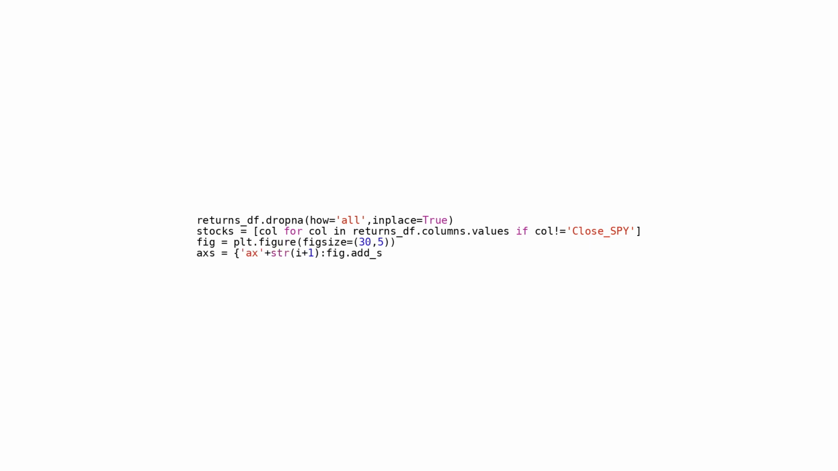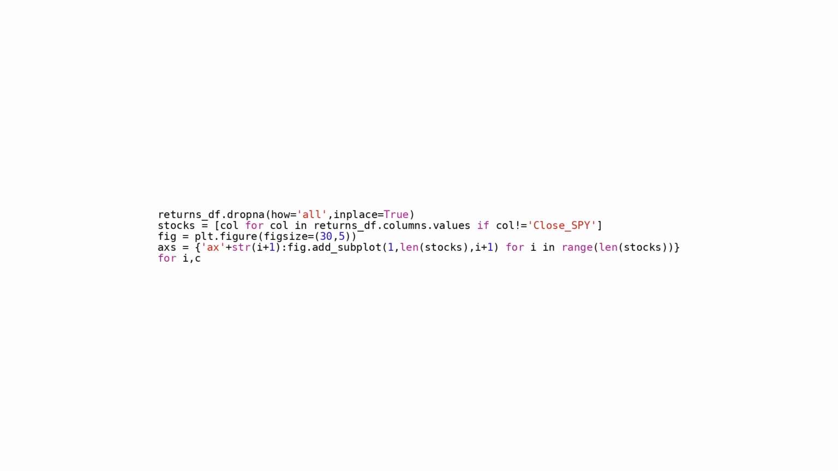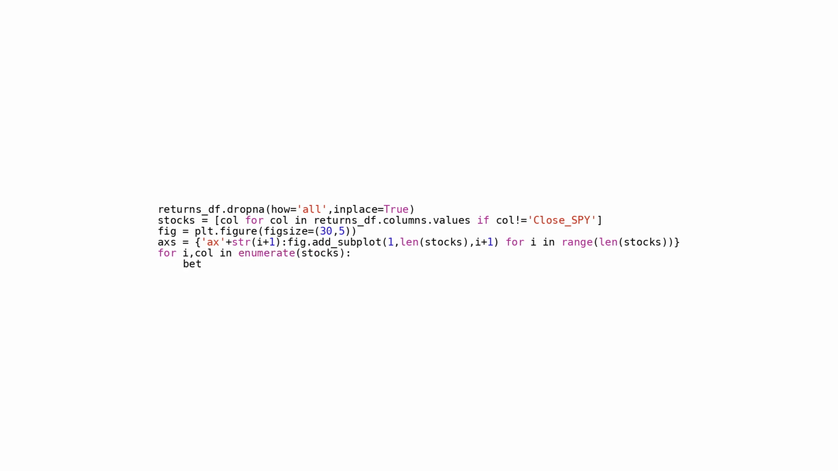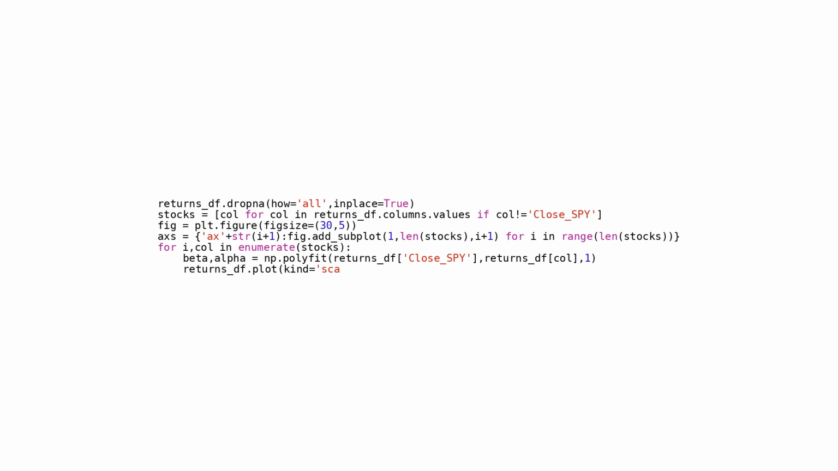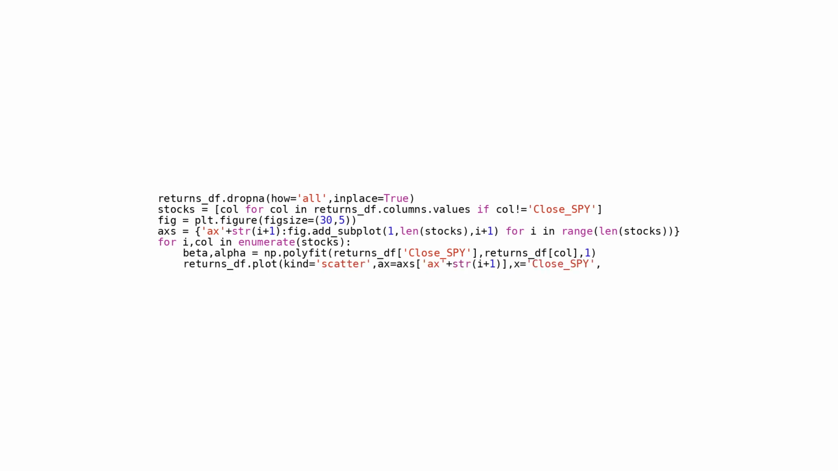This code examines how the closing price of a stock market index, specifically the S&P 500 denoted as close_SPY, is related to the closing prices of other stocks. To begin with, any rows in a data frame returns_df that contain only missing values are eliminated. The code identifies the list of stocks in the data frame except for close_SPY. A figure object is created for plotting with separate subplots made for each stock in the list.